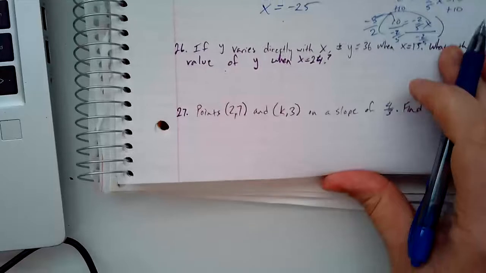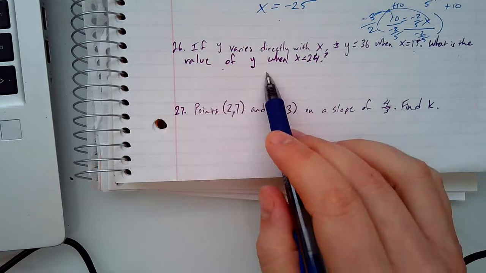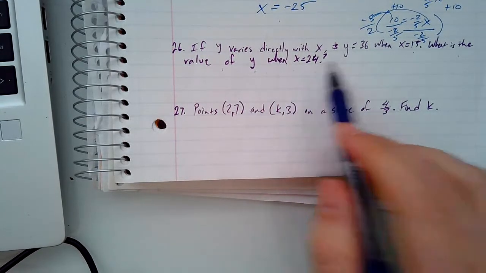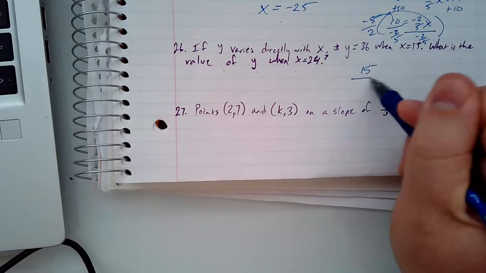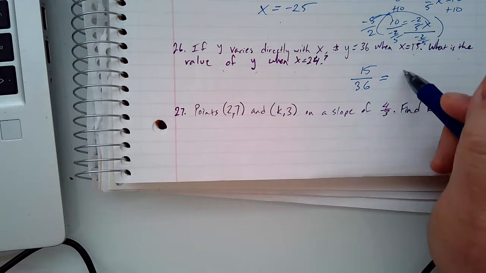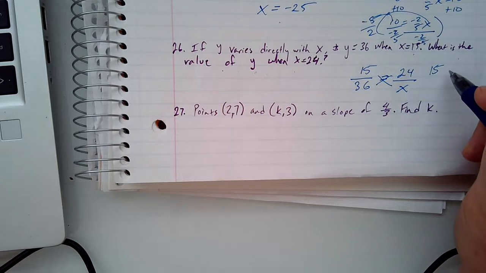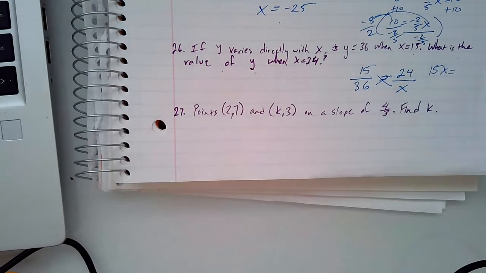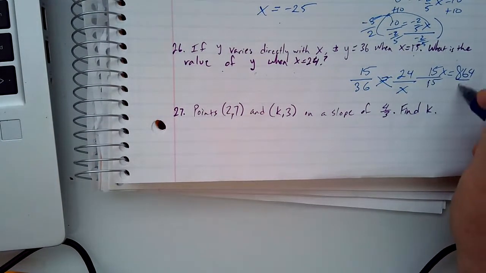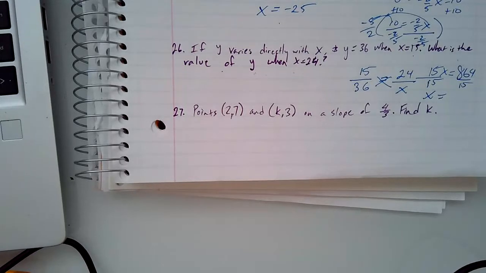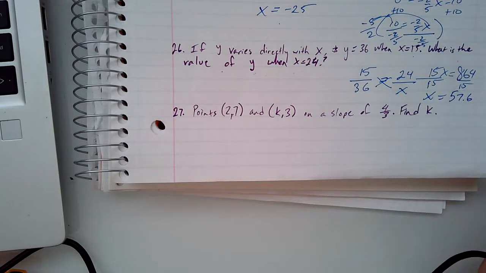All right. If y varies directly with x and y is equal to 36 when x is 15, what is the value of y when x is 24? So this one is going to be another cross multiplication question. I'm going to say 15 over 36 is equal to 24 over x, cross multiply, and I get 15x is equal to 36 times 24, which is 864. Divide both sides by 15, and I get x is equal to 57.6.